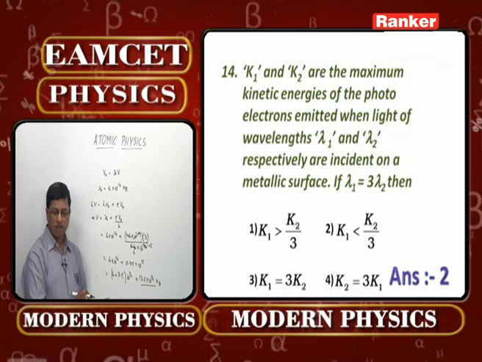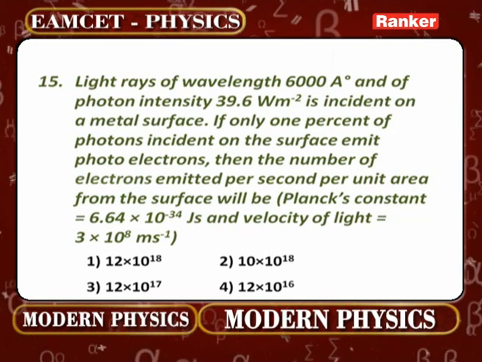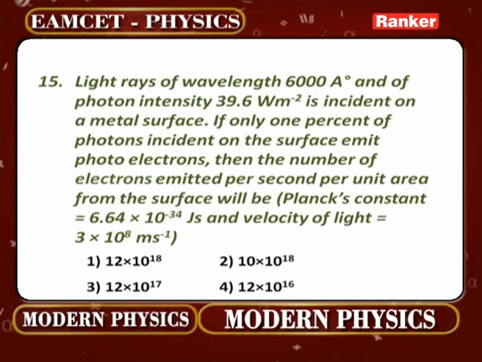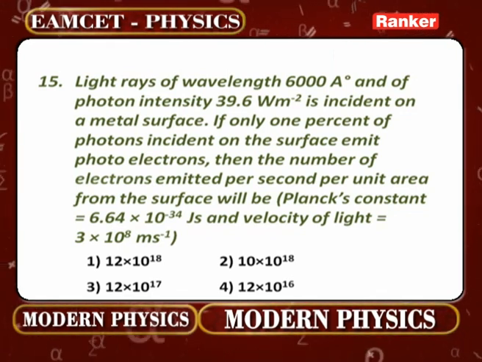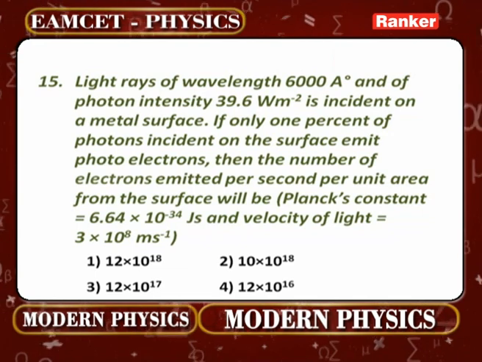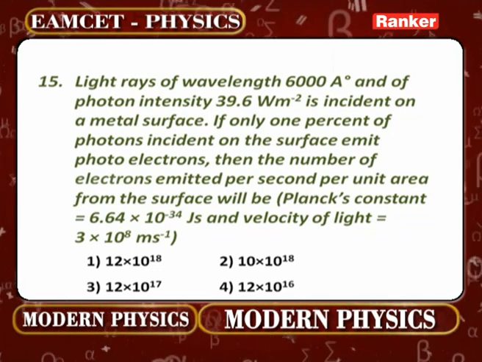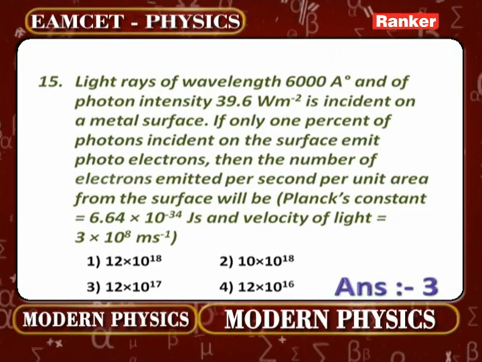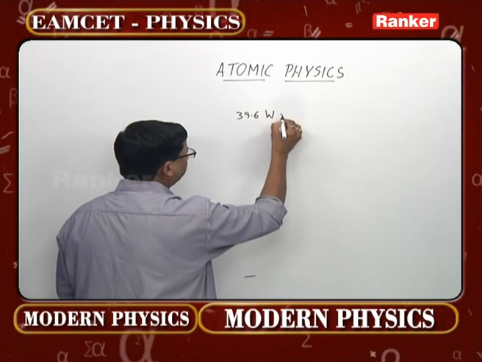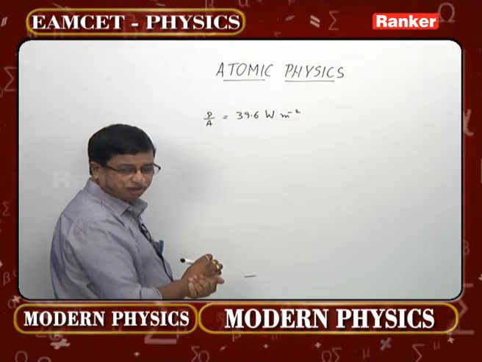Look at the next one, that is problem number 15. Light rays of wavelength 6000 angstrom and of photo intensity 39.6 watt per meter square is incident on a metal surface. If only 1% of photons incident on the surface emit photoelectrons, then the number of electrons emitted per second per unit area from the surface will be how much? That is the concept. He is giving us intensity there. Intensity in what manner he has given you? 39.6 watt per meter square. That is per unit area, it is power by area. That is actually the concept you have to remember.